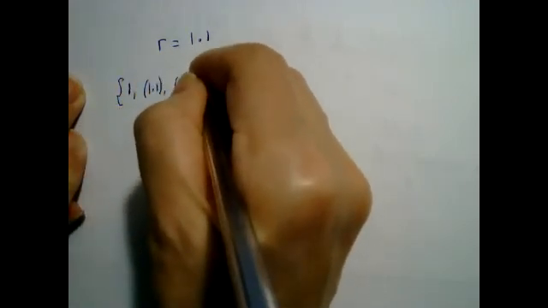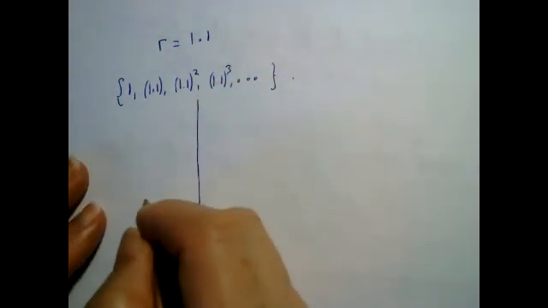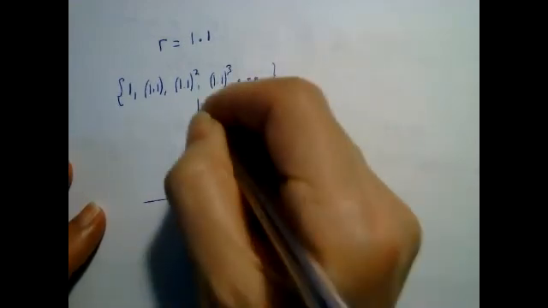Okay, so suppose I take r to be, let us say, 1.1. It means I'm looking at the following scenario: 1, 1.1, 1.1 squared, 1.1 to the power 3, etc. Now what happened here? When n becomes large, do the terms become larger or smaller?